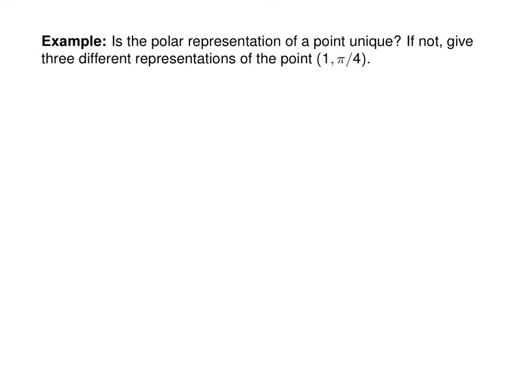Next question, is the polar representation of a point unique? If not, give 3 different representations of the point (1, pi quarters). So it's pretty obvious from the previous examples that there's more than one way to represent a point. So, for example, the point (1, pi quarters), that would be the point. So it has a distance of 1 and an angle of pi over 4.